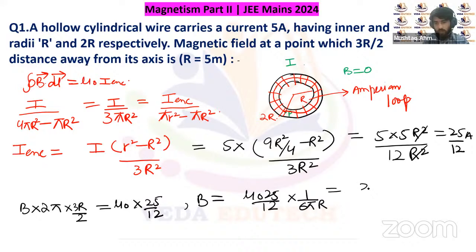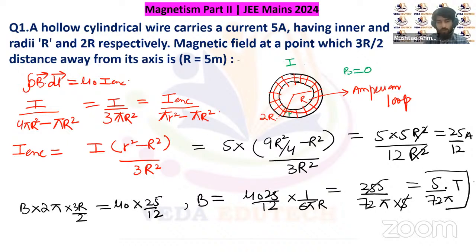So we can write it as 25 upon 72 pi, multiplied by mu naught over R. The value of R given here is 5, so 5 and 5 will go, and it will be 5 upon 72 pi. So this much magnetic field will be there in this region. This will be the magnetic field because of this hollow cylinder carrying current of 5 amperes, at a distance of 3R by 2 from its axis.